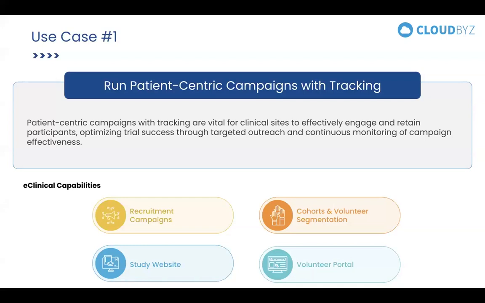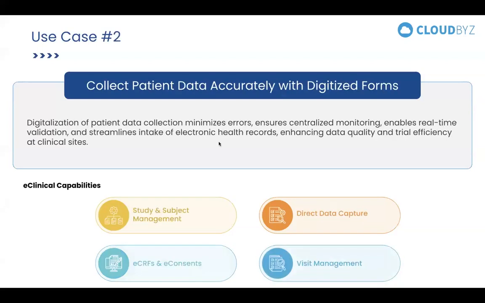As for the second use case, we speak about patient data collection with accuracy through digital forms. In this scenario, we will highlight the benefits of digitized forms in optimizing patient data collection at trial sites. By leveraging these cutting edge eClinical capabilities, sites are able to minimize errors in real time and streamline the intake of electronic health and medical records.